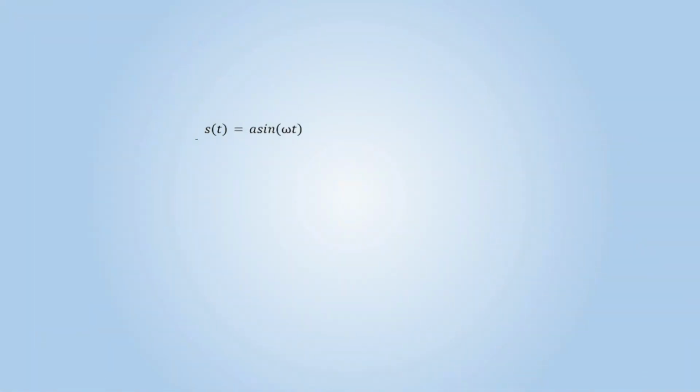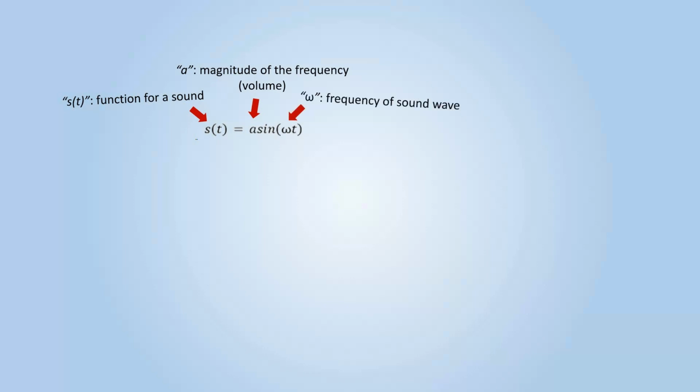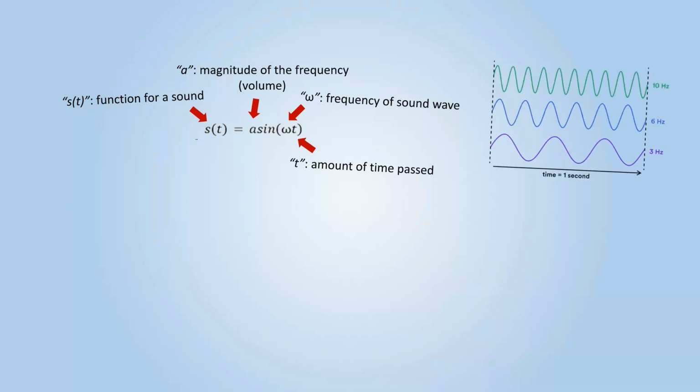One of the leading theories of the consonance perception of sound is based on periodicity detection. Take this formula for a sound, where S is the function of the sound, A is the magnitude of the frequency, or its volume, omega is the frequency of the sound wave, and t is the amount of time passed. Sine just refers to how the frequency of a sound is normally represented as a sine wave. Stolzenburg originally used this function to study pure tones, which are made up of only one constant frequency.